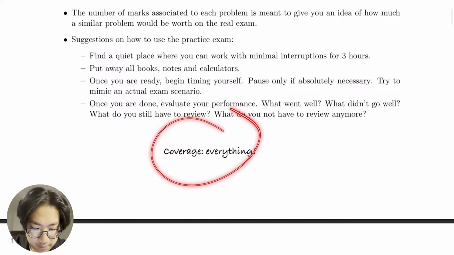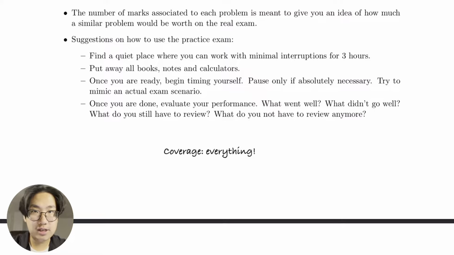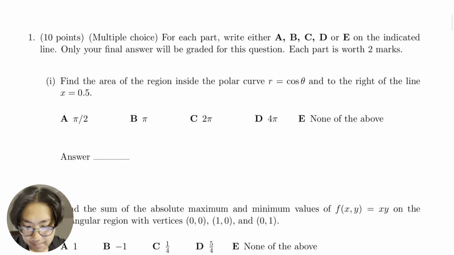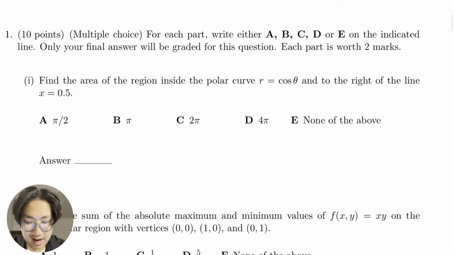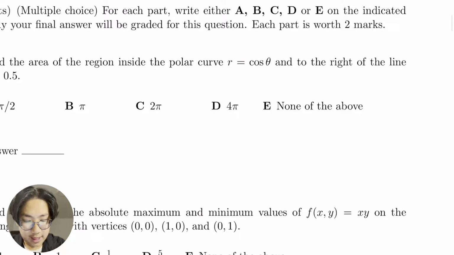So yeah, coverage, obviously everything. This is just from chapter 10 to chapter 16 in the Stewart textbook. Okay, first question is just multiple choice. We want to find the area of the region inside this polar curve over here to the right of the line x is equal to 0.5. So let's quickly sketch that out.